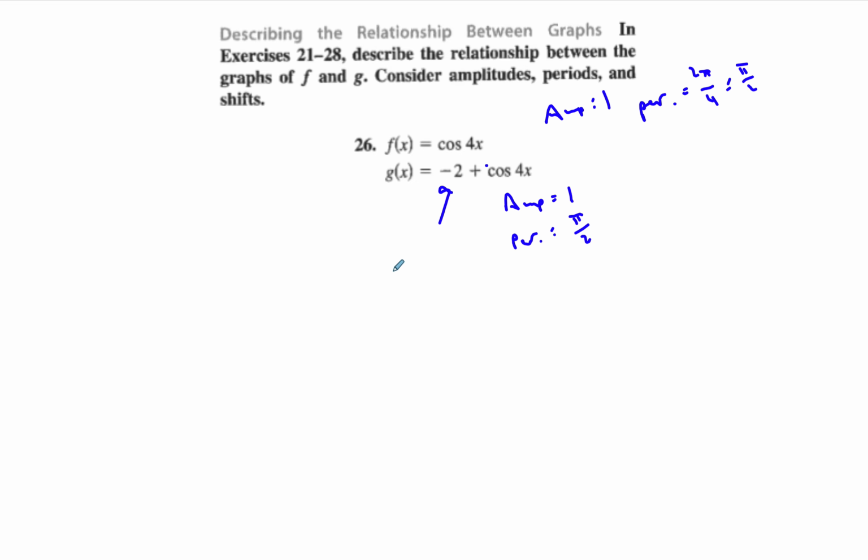However, this has a vertical shift of down 2 units. So we say the midline is at -2, or it's been shifted down 2 units. Okay? That's what the relationship is. So we're talking about two graphs that look exactly the same. This one's just 2 units lower.